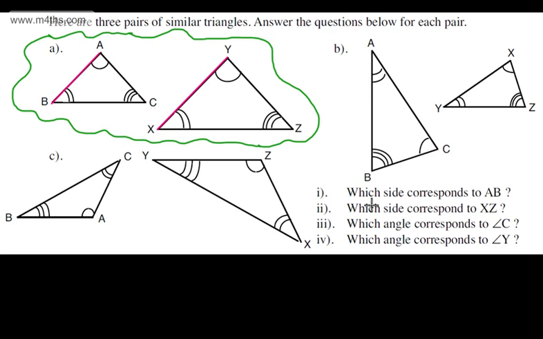Which side length corresponds to XZ? Well, if we look at XZ, that's that one. That, based on the angles, will be that one just there. Which angle corresponds to C? Well, we can see that it's Z. We can see that by the notation. Which angle corresponds to Y? Well, that's going to be A.